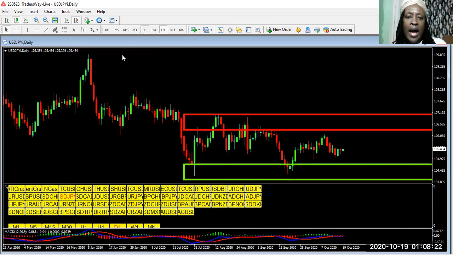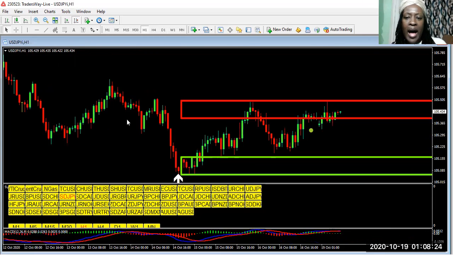Now let's go to the hour. Now on the hour, I'm looking for buys, right? For the primary USD, I'm looking for buys. So I'm only going to buy where? From this area, from the demand zone. You never want to buy from the supply zone. You want to buy from the demand zone.